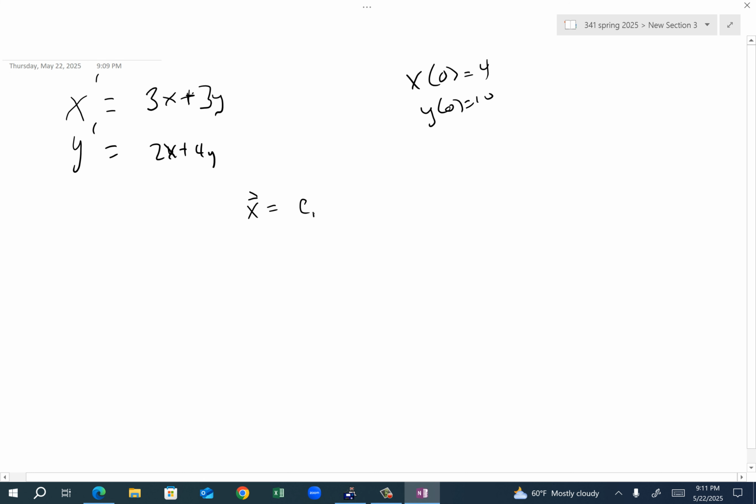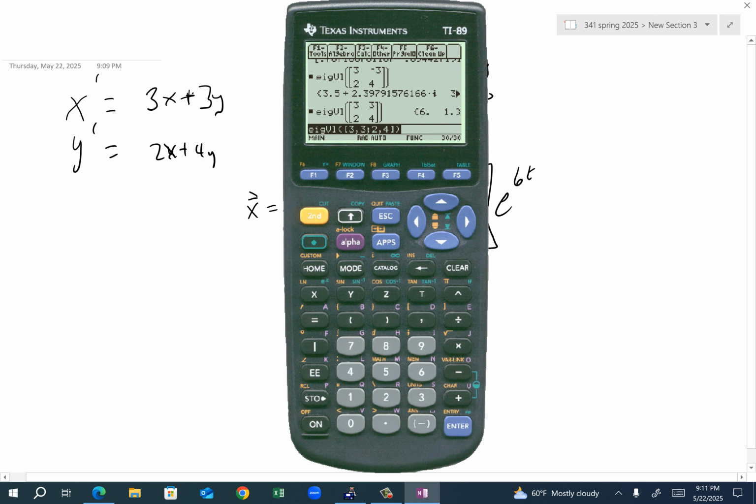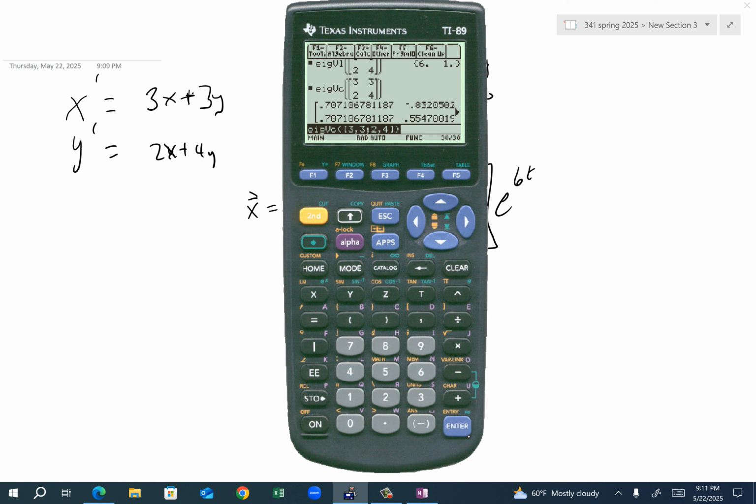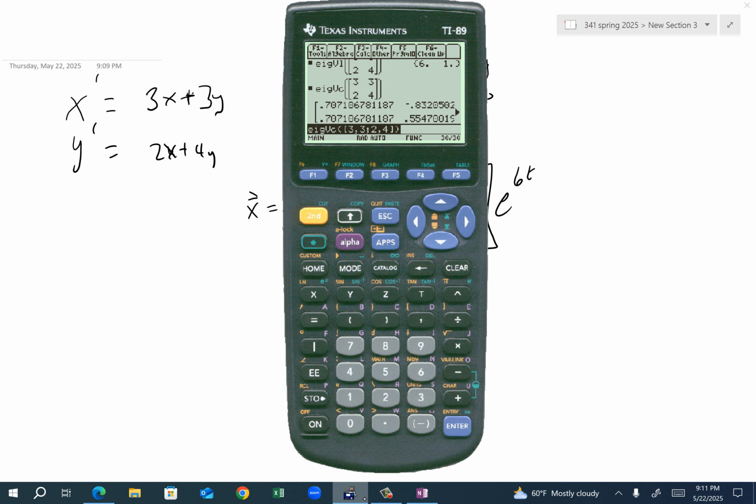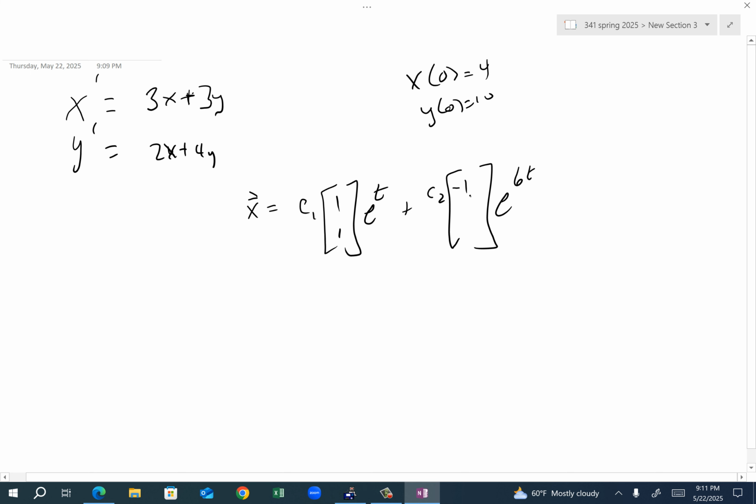So we believe C1 times something e to the t, plus C2 something e to the 6t, baby. There you go. Okay? So then the question becomes, well, all right, what are the eigenvectors? And we get that 1, 1. And I feel like I should know this one now because we've done that enough. That's a negative 1.5 to 1. We've done that one a bunch tonight, I feel like.